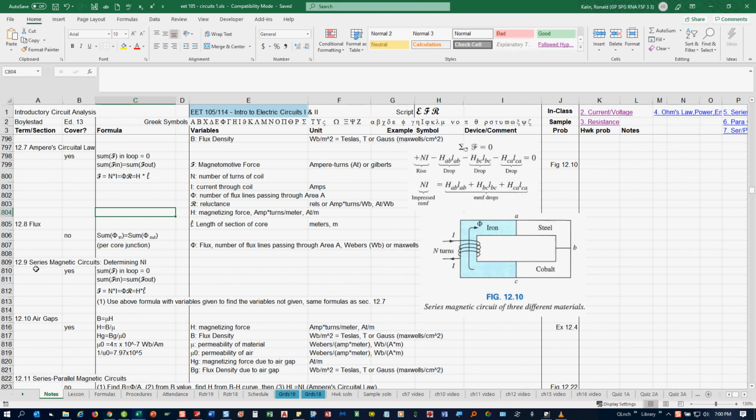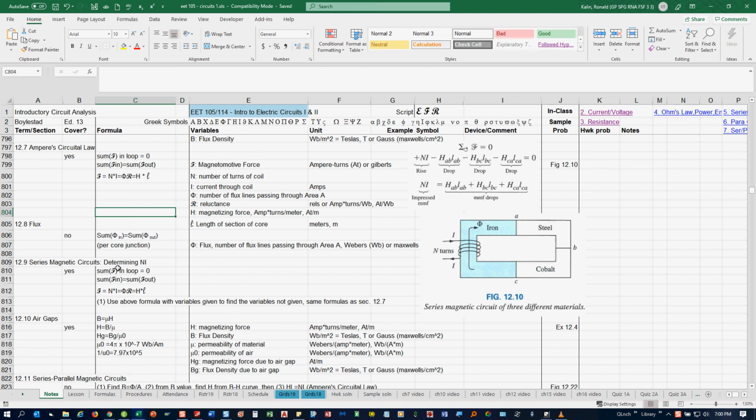And then 12.9, series magnetic circuits, determining Ni. Again, the sum of the forces in the loop equals zero. Sum of force in equals force out. So use the same formula as section 7, use the above formula with the variables given to find the variables not given. Same as the formulas in section 12.7.